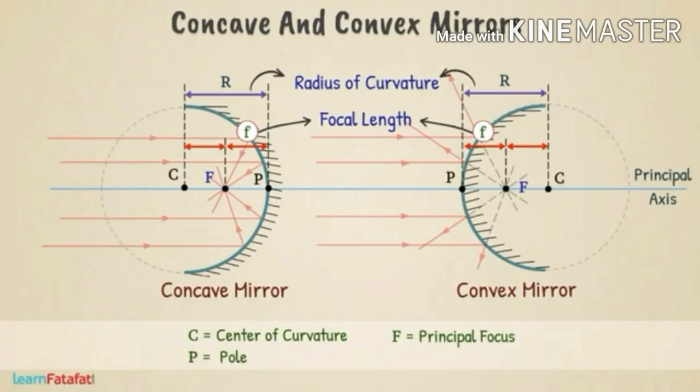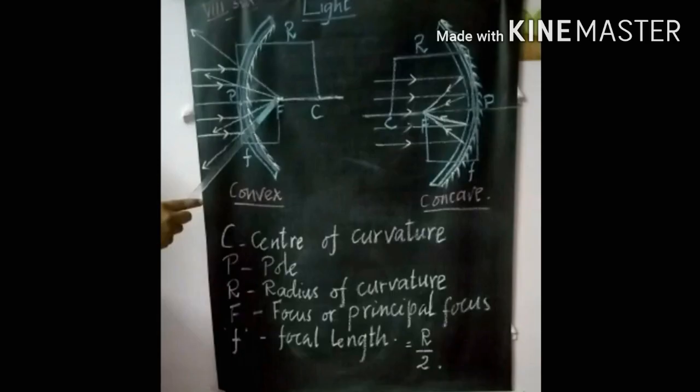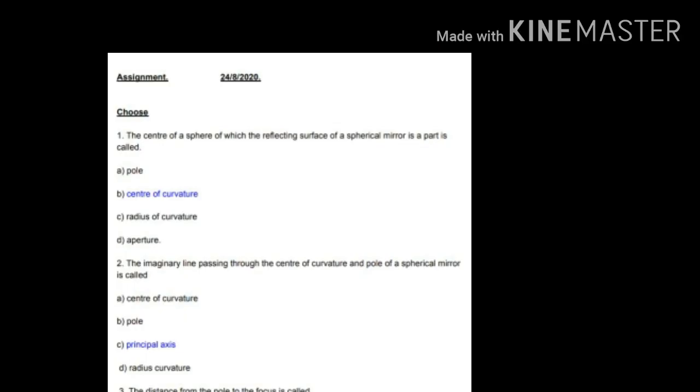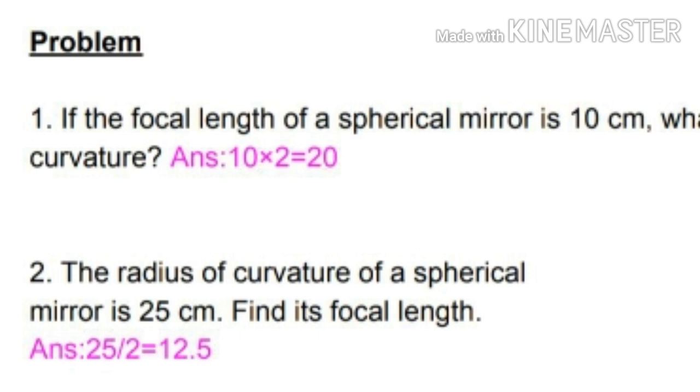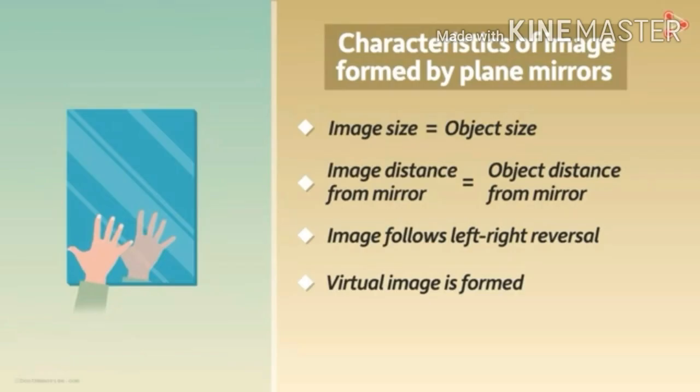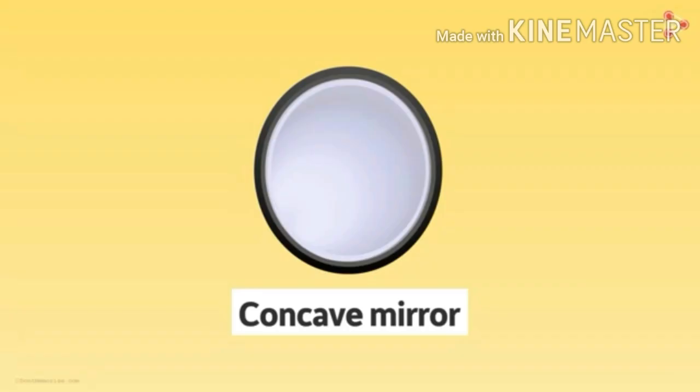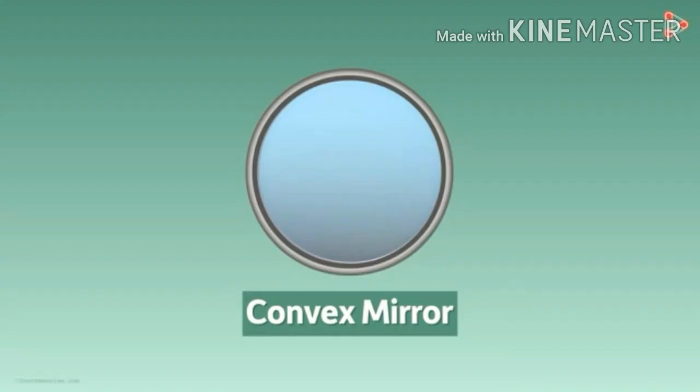In our last video, we learned center of curvature, pole, radius of curvature, focus or the principal focus, and the focal length. Answers for the previous class assignment. We had already learned the characteristics of image formed by plane mirrors. In today's class, we will see the image formation by concave and convex mirrors.